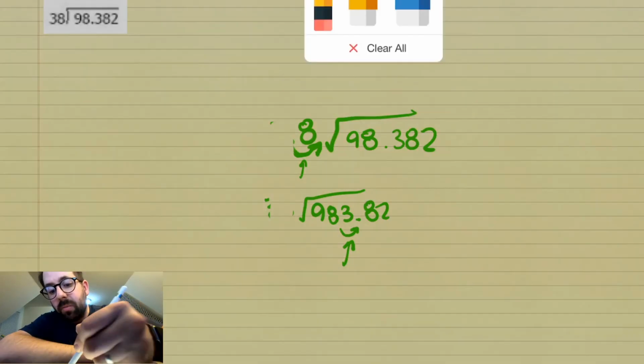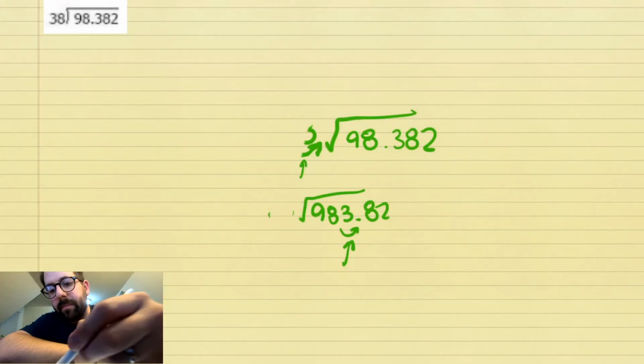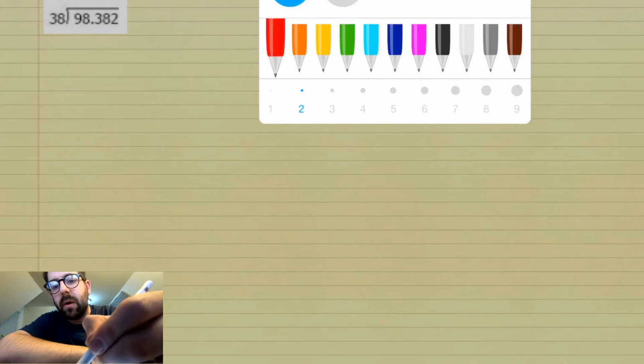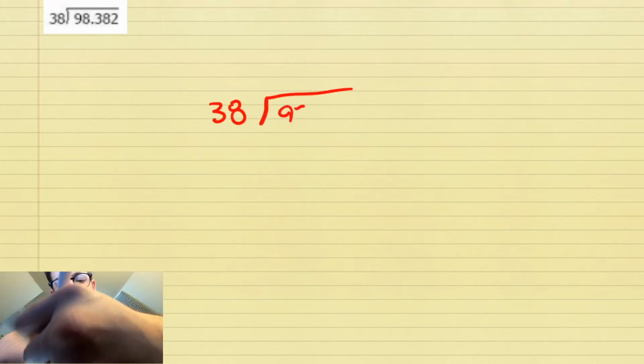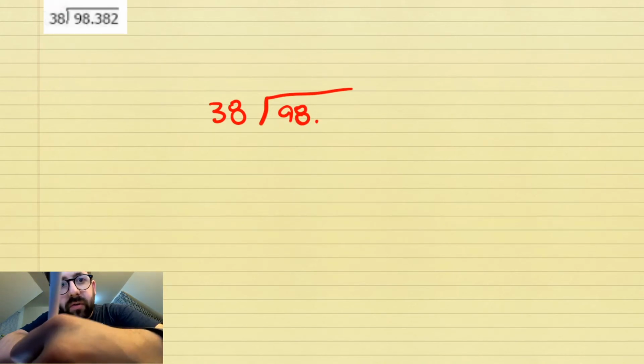Now, on my original problem, I'm going to go back to the original one here. Now if I go back to this problem right here, there is no decimal on the outside. It's just 38. I don't need to move my decimal anywhere. So I'm going to write this bigger. So 38, the division sign, the house, it's called long division, by the way.